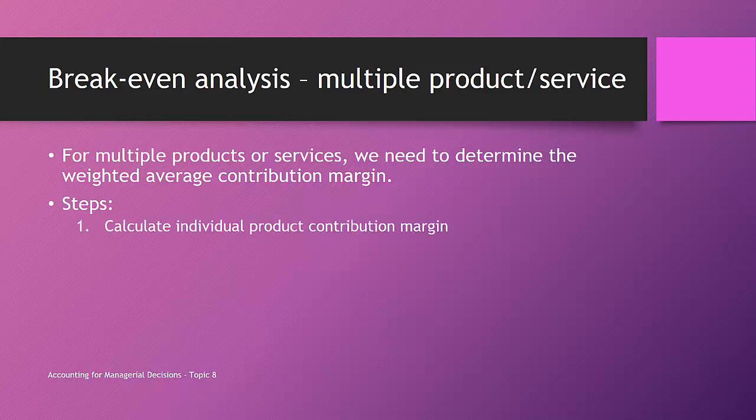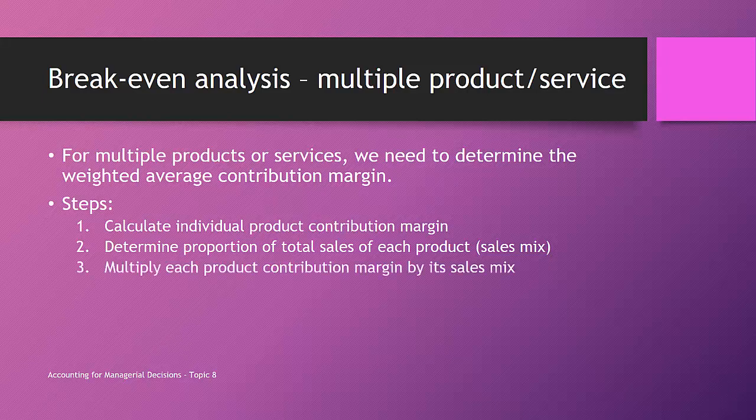We do that by calculating the individual product contribution margin. We then determine the proportion of total sales of each product. So we have to get some sort of sales mix. We then multiply each product contribution margin by its sales mix. And then we just add the outcome from step 3 for each product. And that will leave you with your weighted average contribution margin. And at that point, you have a single contribution margin and you can just use it just like in a single product situation.